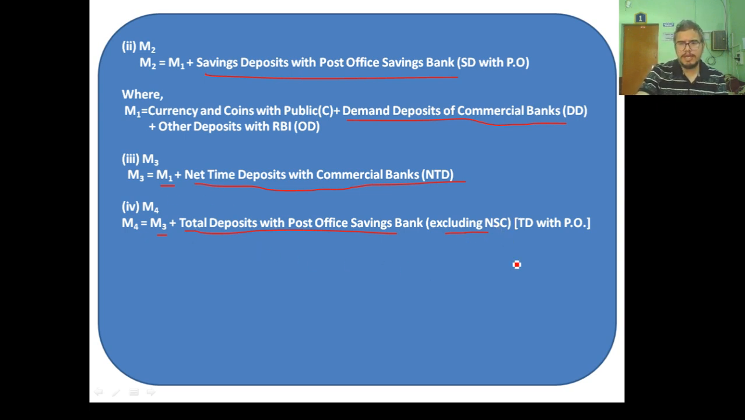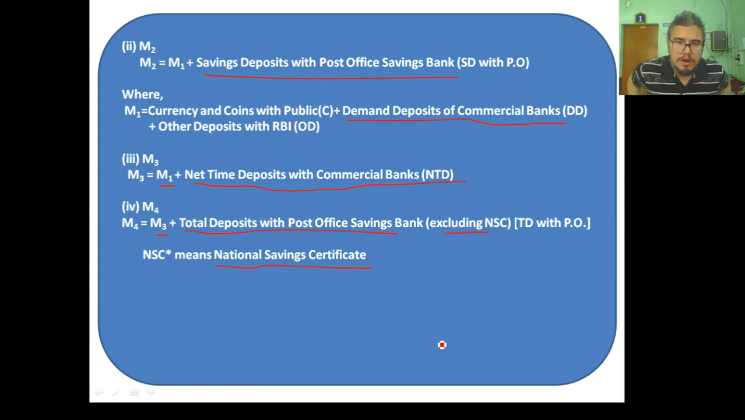Now, excluding NSC, what does NSC mean? The full form of NSC is National Savings Certificate. It is available in the post offices. It is just like a security or a bond of the government which you can purchase, and it also has a certain maturity period. You have to hold that security for a definite time period, let's say 8 years, 5 years, etc. And then after the maturity period elapses, you can go to the post office, sell those certificates, and get the money back.